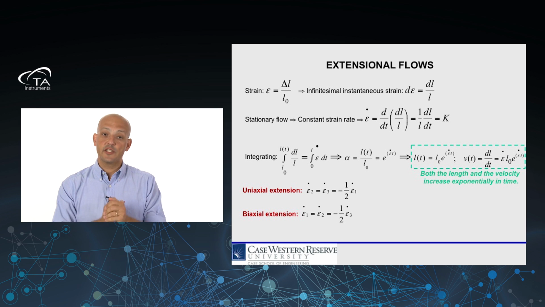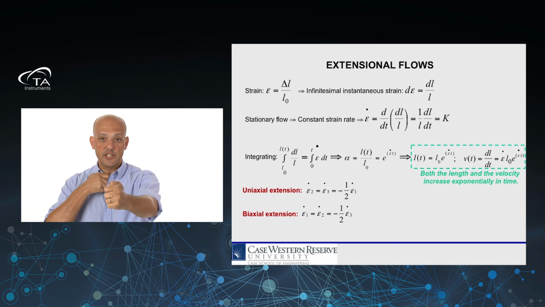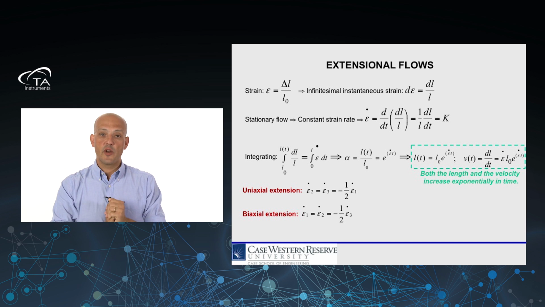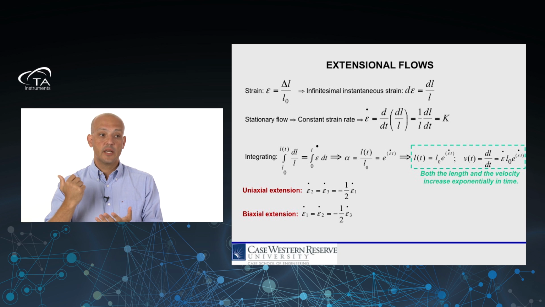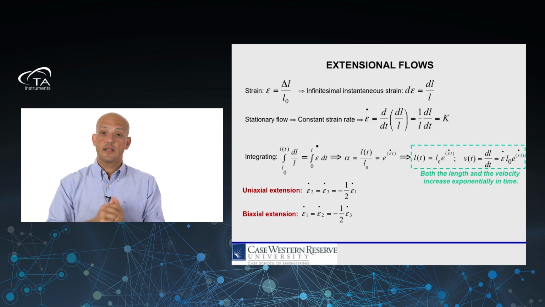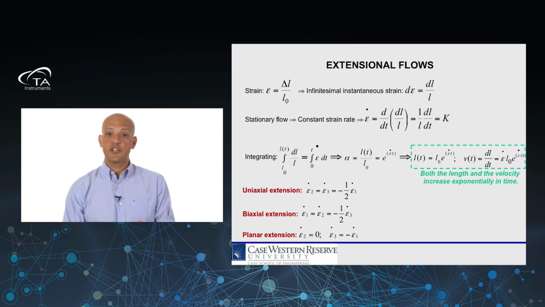This is the particular case of equibiaxial extension, which is the most common. In this case, we're stretching in both directions, 1 and 2, at the same rate. Obviously, the material will have to shrink in the second direction at twice that strain rate. Okay, and finally, planar extension.